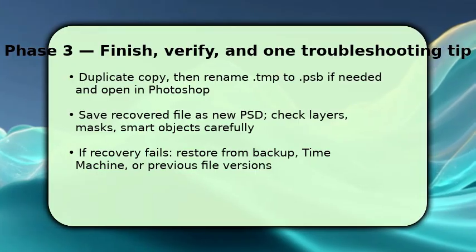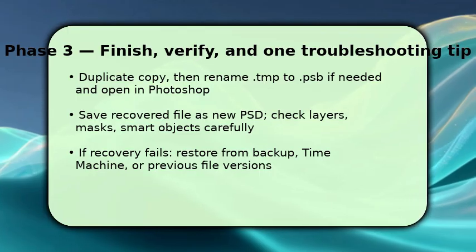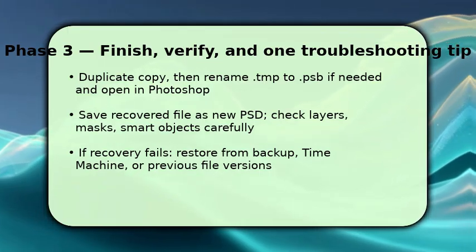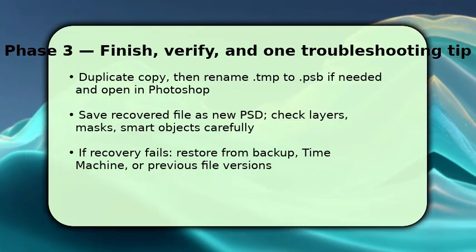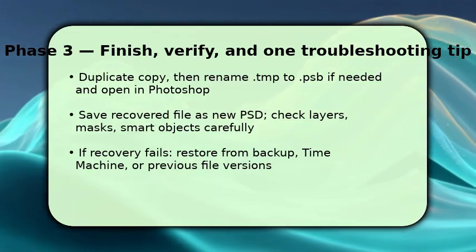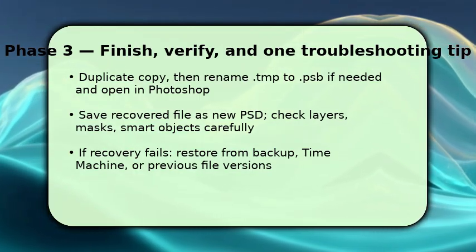You open the duplicated file in Photoshop. If it's a TMP, rename it to PSB first, then use File Open. Once it loads, immediately save as a new PSD in a safe location, then inspect layers, masks, and smart objects to confirm integrity. Make incremental backups as you fix issues.